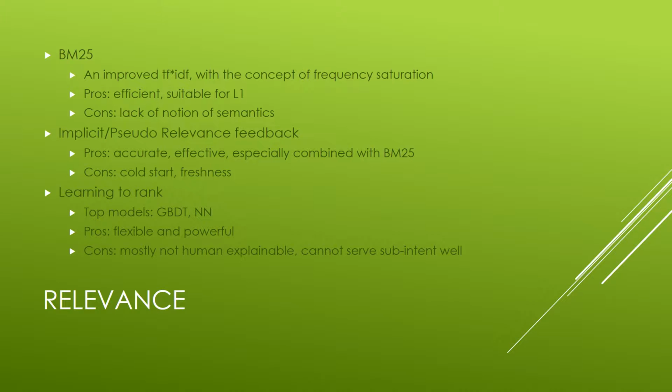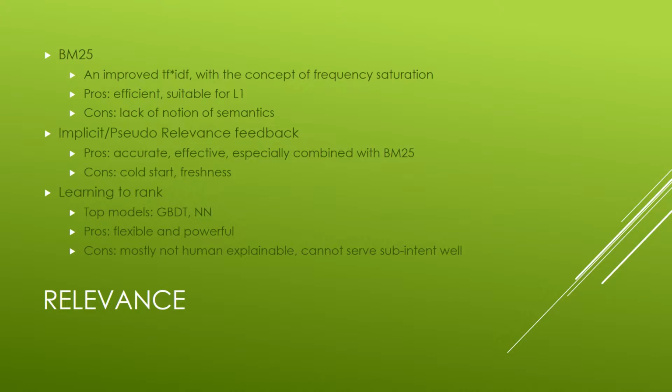BM25's term frequency is normalized so that when the term frequency is very high, the contribution of that term frequency to the relevance score is plateaued. BM25 is extremely fast and efficient and very suitable for first stage ranking. However, its lack of a notion of semantics makes the accuracy of this ranking problematic.